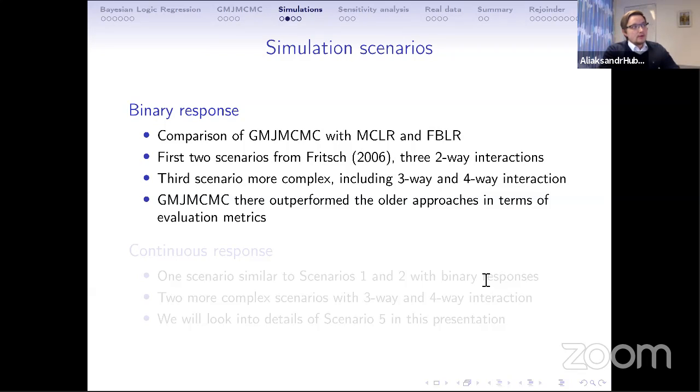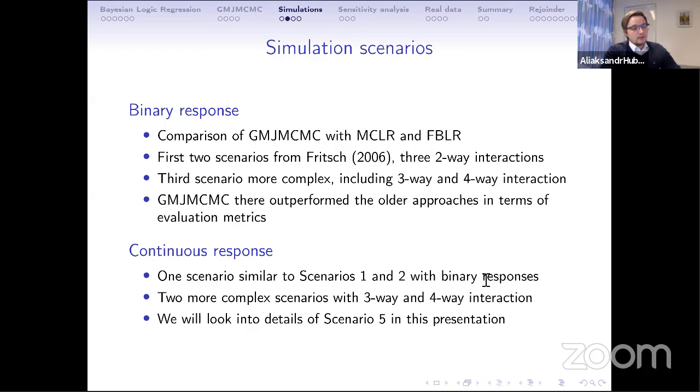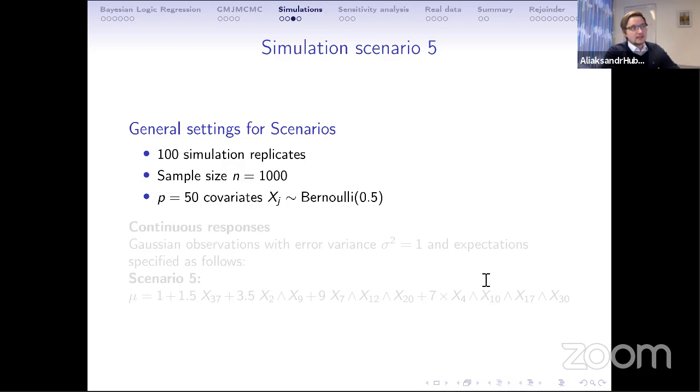On these binary response studies, we could show in the paper that GMGMCMC outperformed the older approaches uniformly in terms of the evaluation metrics that we defined in the previous slide. For the Gaussian responses, we addressed 1 scenario with 3 two-way interactions, 1 scenario with also a 3- and a 4-way interaction, and one more complex scenario having several 4-way, 3-way, 2-way interactions and single-leaf trees. But today, we're only going to look into the details of scenario 5 without loss of generality, where the results are pretty much the same as for the other scenarios.